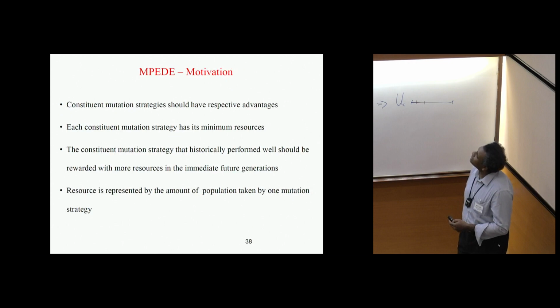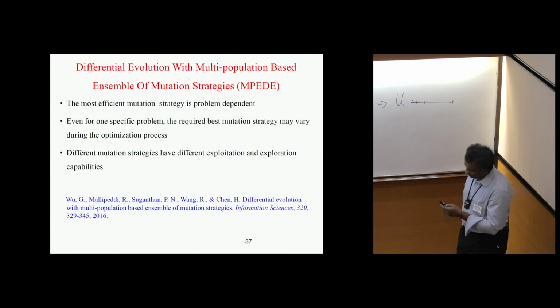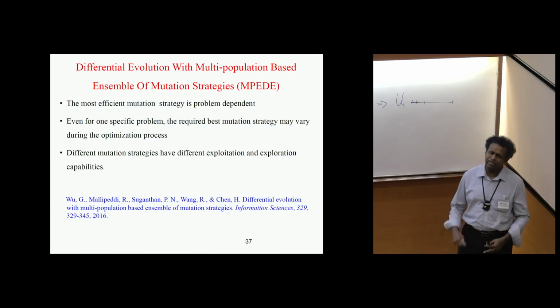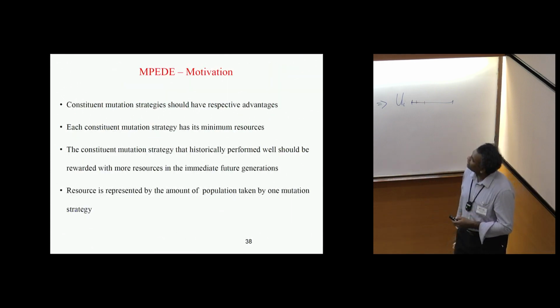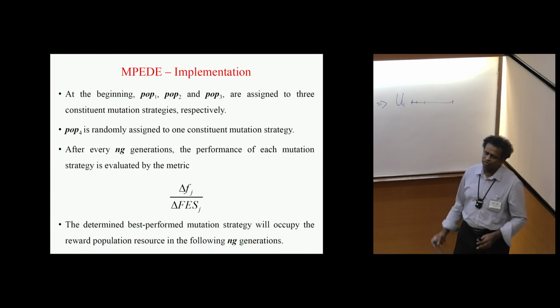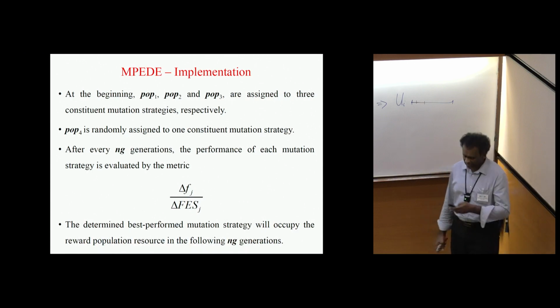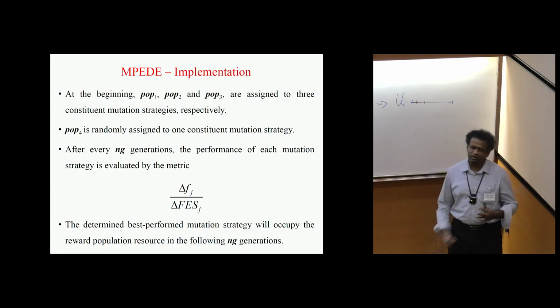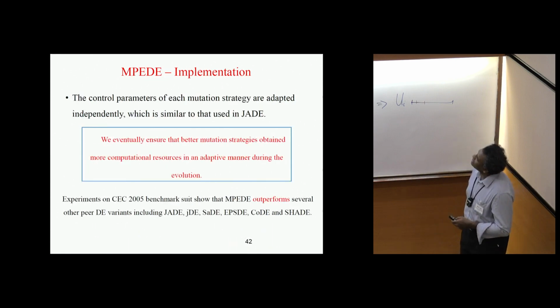This one is also very effective, MPD, multi-population ensemble of mutation strategies. The performance is very good. This is also an adaptive method, an ensemble method, with different implementations. And the performance evaluation is done slightly differently here. How each mutation is performing is evaluated using this equation, slightly different. So for the performance evaluation, you can have several variations. So this is one particular method.